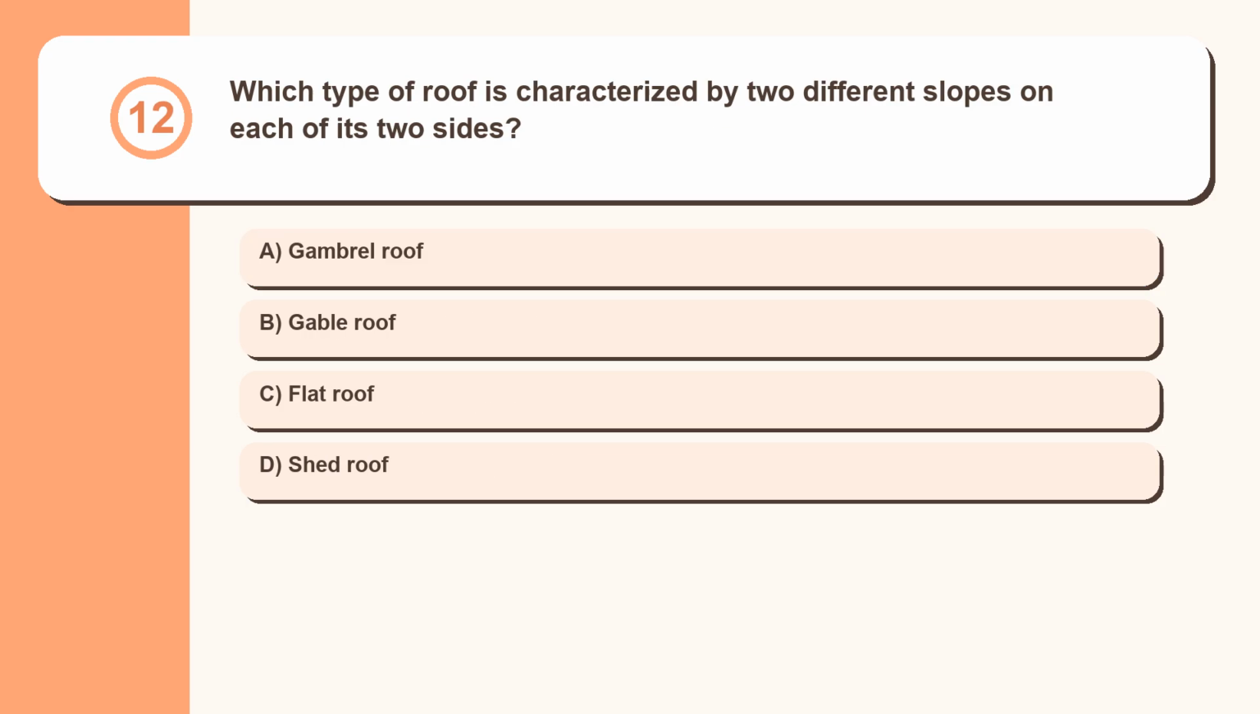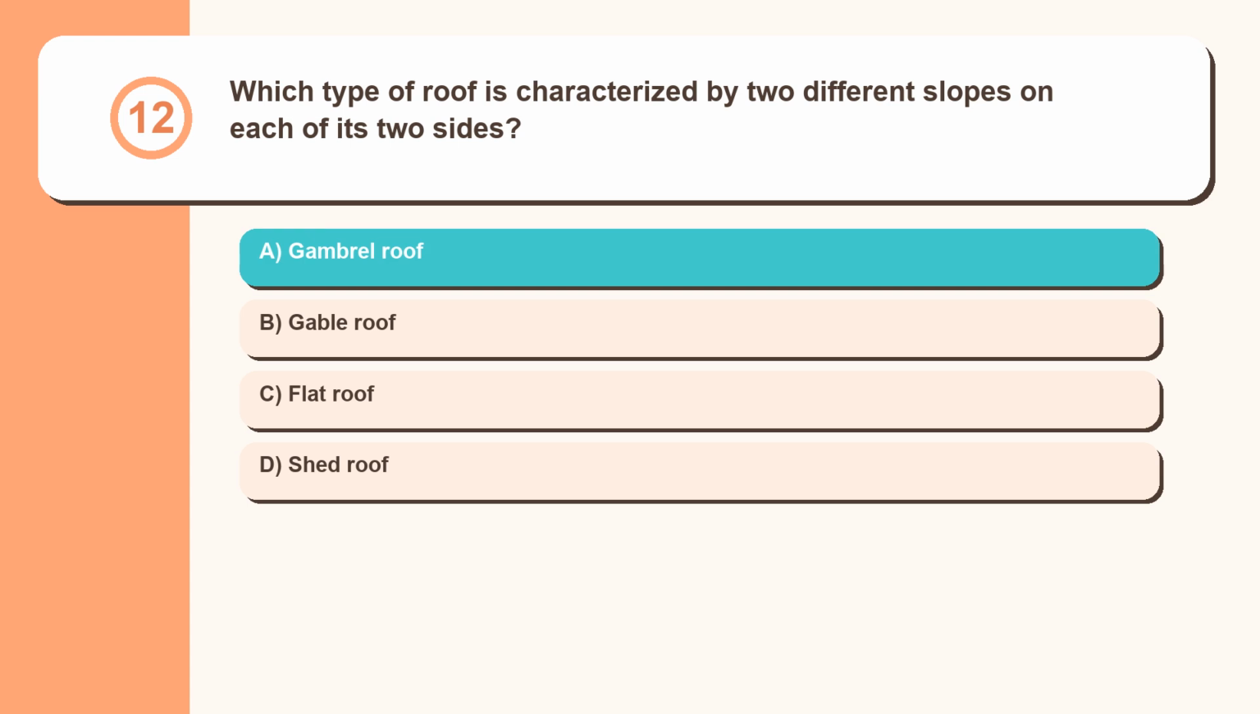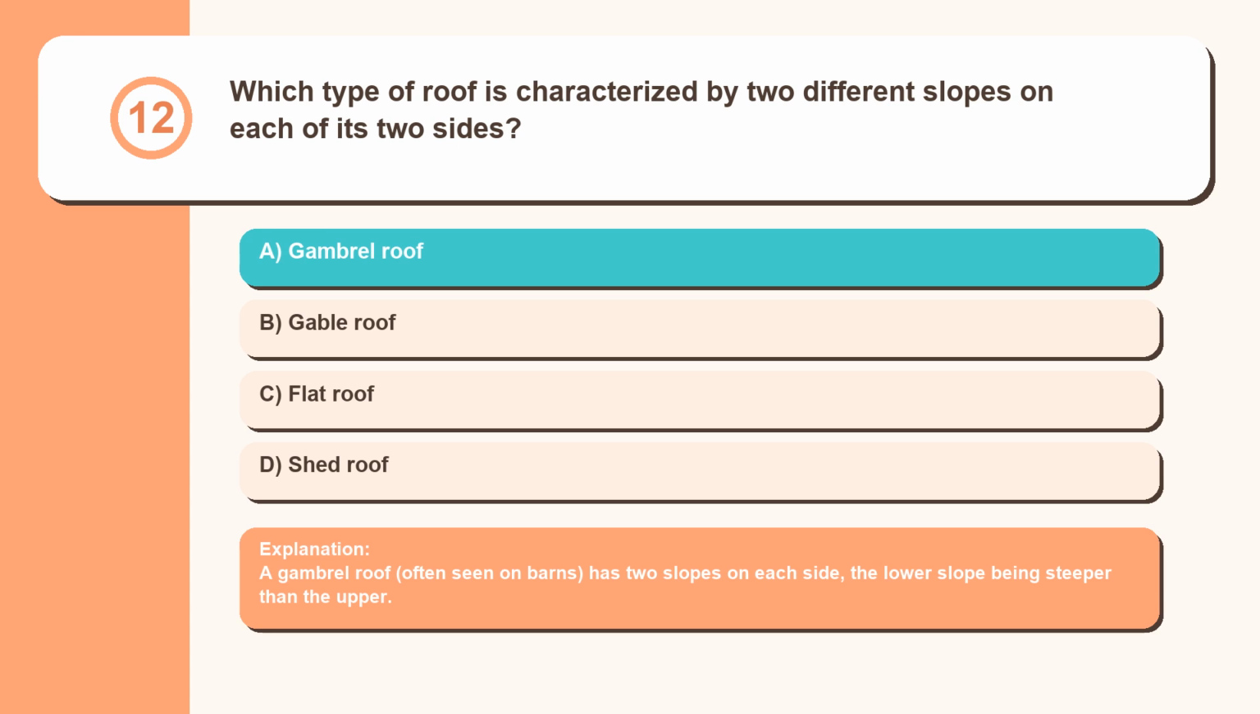Question 12. Which type of roof is characterized by 2 different slopes on each of its 2 sides? Gambrel roof, gable roof, flat roof, shed roof. A gambrel roof, often seen on barns, has 2 slopes on each side, the lower slope being steeper than the upper.